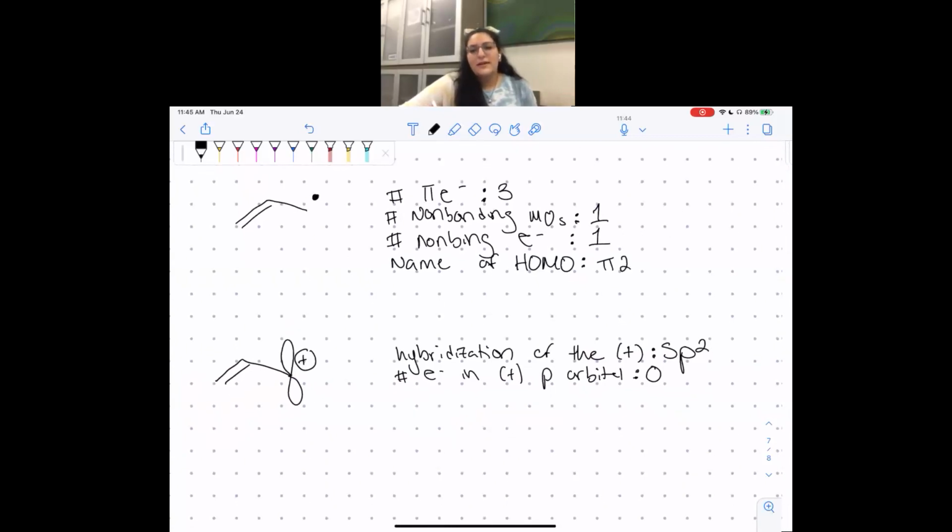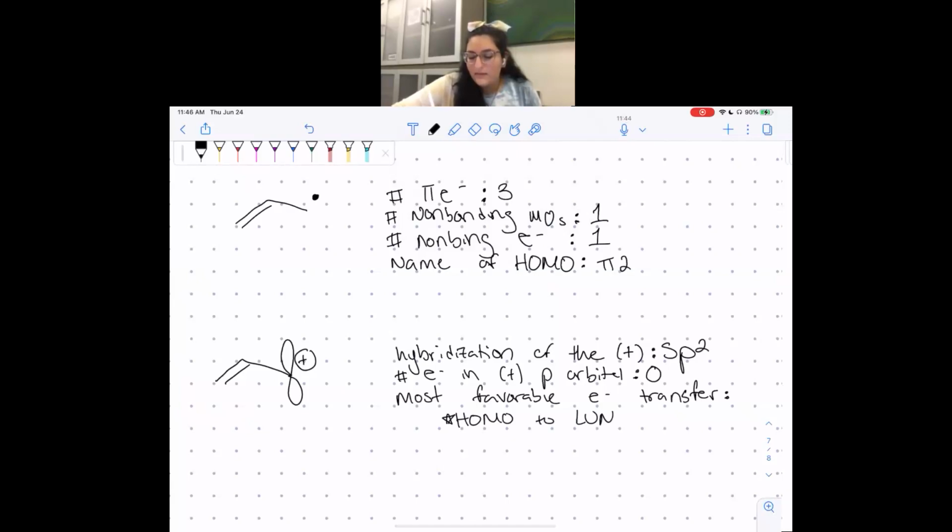Okay, so my last question for this one is what is the most favorable energy transfer? AKA, when I excite it, where is the electron going to move from? From where to where? From HOMO to LUMO, yes. So I'm going to write LUMO, but I want you guys to tell me like from pi 1 to pi 2, pi 2 to pi 3, pi 3 to pi 4, like that. Please.